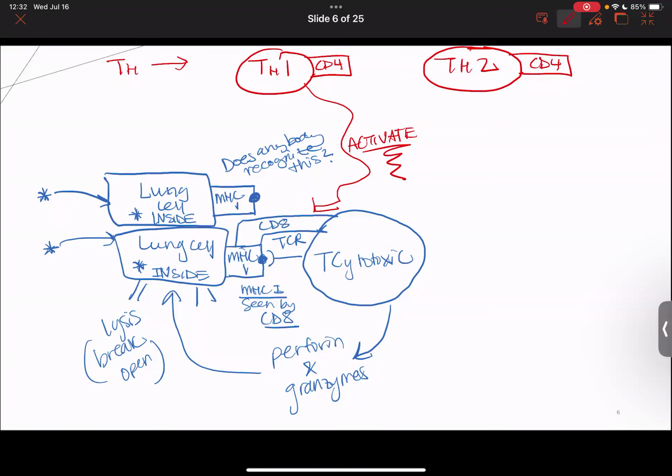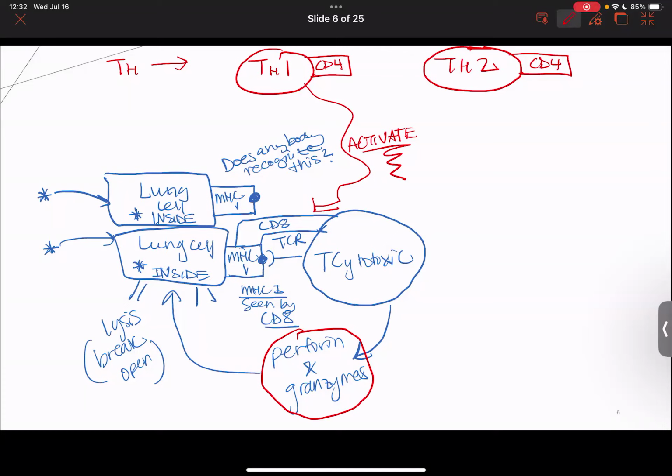We don't need to worry about the signals. I know the textbook talks about them, but I'm not going to ask you about the specific signals and what signals it sends and stuff like that. I feel like that would be taking it too far at that point. So TH1 gives the signals to allow perforins and granzymes to be released at that point. But the TH1 had to get activated by the outside stuff, right? So you have to have both in order for this to happen.